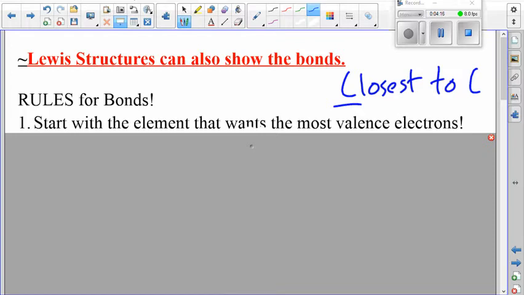Yep? So what about the ones that only have, like, 3 valence electrons? They don't really participate in covalent bonding because they don't really want to share. They just want to get rid of them. Okay. Good question. Yep?